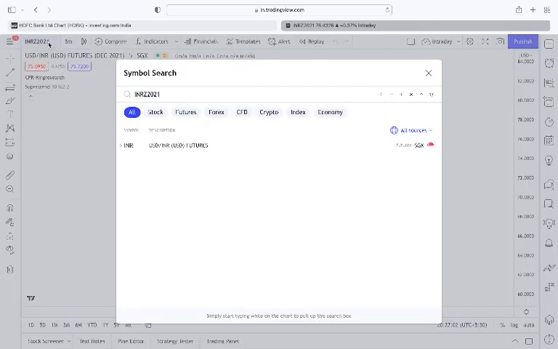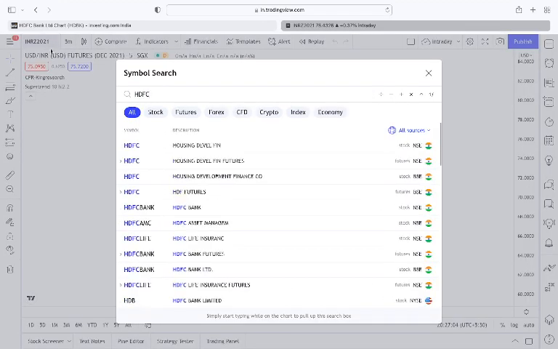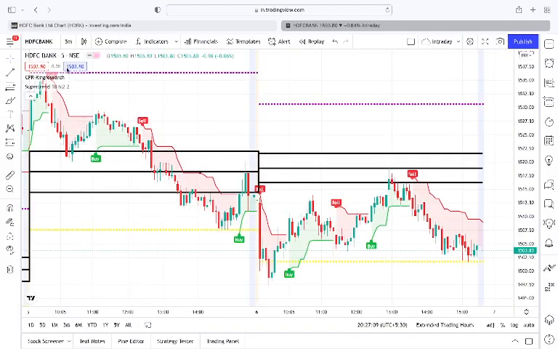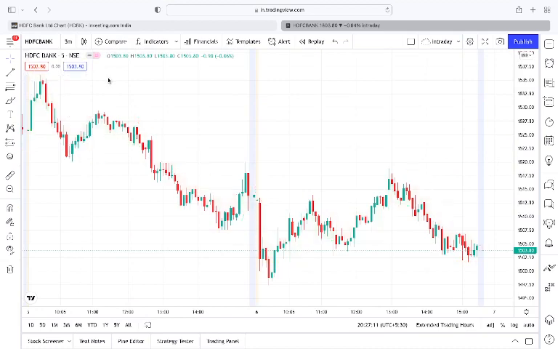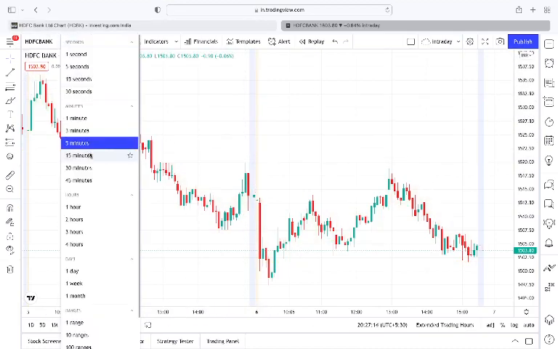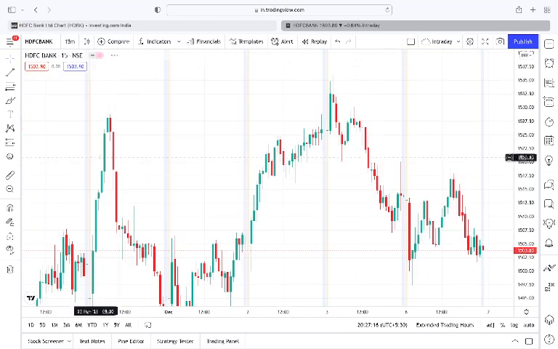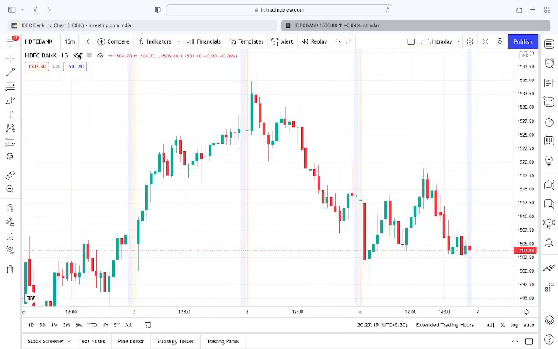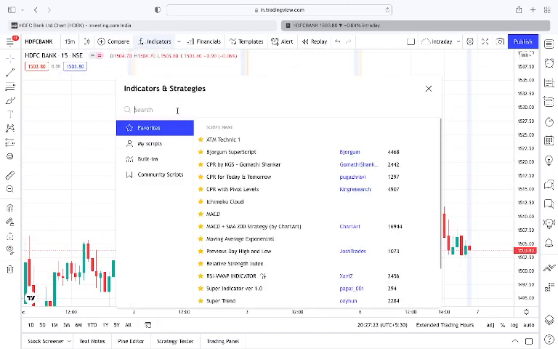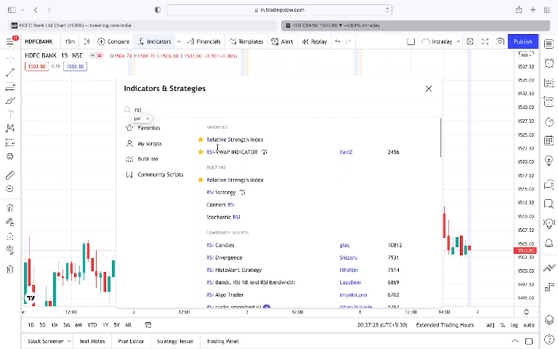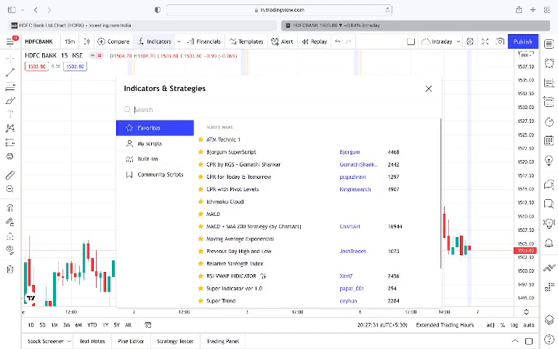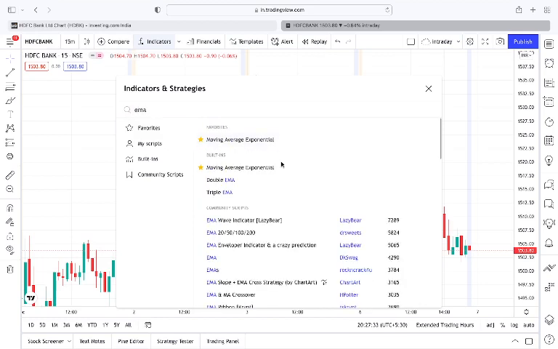So let me take one company, HDFC Bank. So this is HDFC. These are all inbuilt indicators we are using. Take the 5-minute candle or the 15-minute candle. The most preferred candle is 15 minutes. And if you want indicators, click on FX and we can type indicators. Let's say you want one indicator called RSI. RSI has come. If you want an indicator like EMA, exponential moving average, it has come. So usually it will be like this.